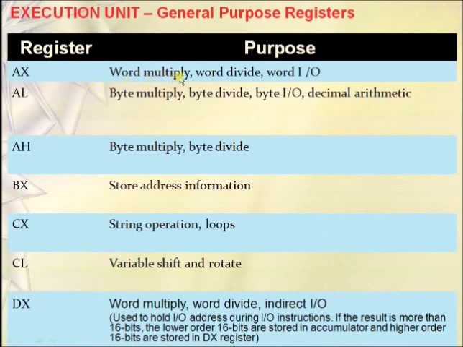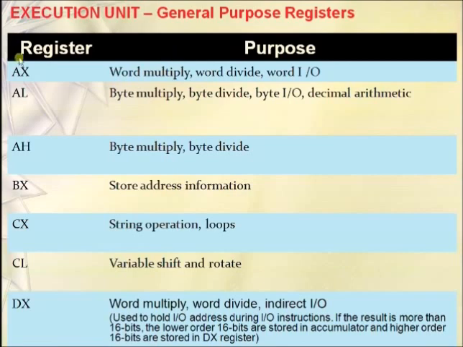Now AX: word multiply, word divide or word input output. When we are carrying out multiplication of two words, dividing two words, or word input output operations, we have to use the AX register. For byte multiplication, byte division, byte input output as well as decimal arithmetic, we have to use the AL register.